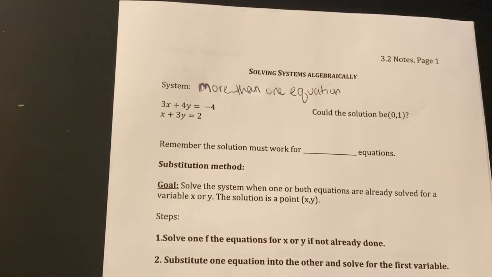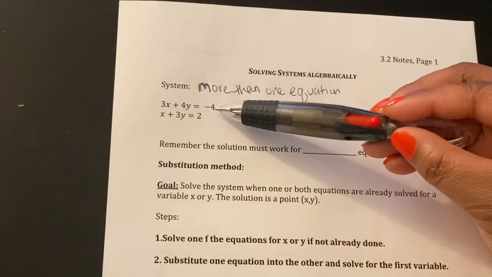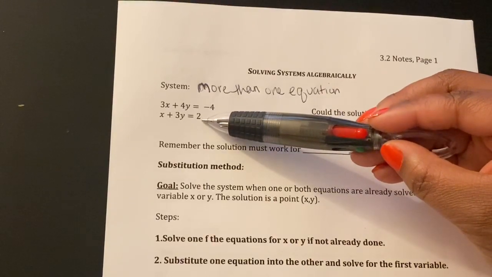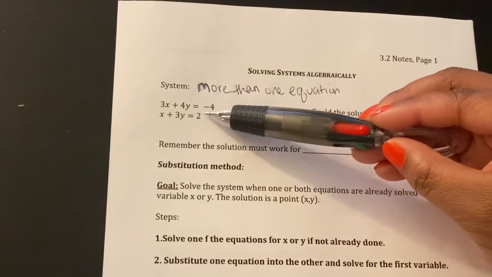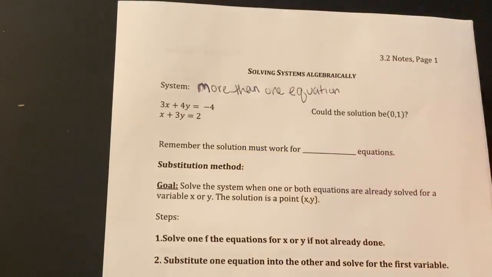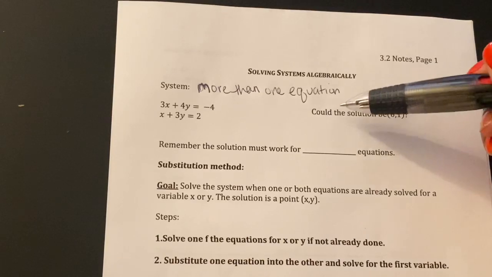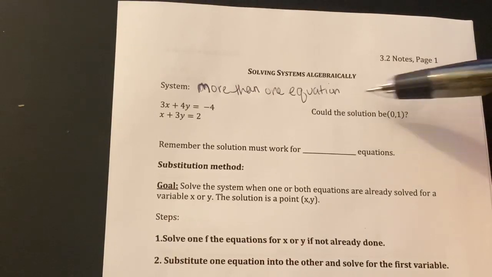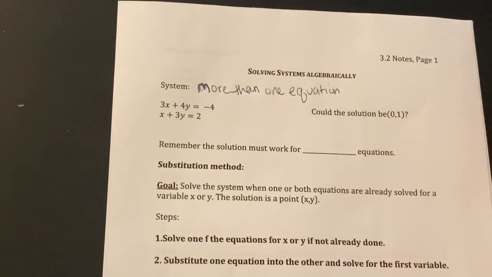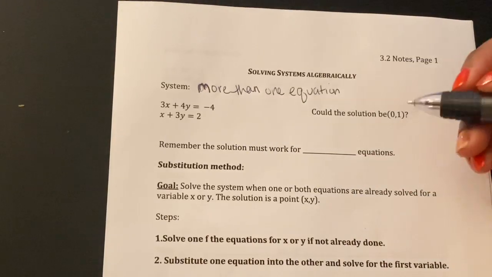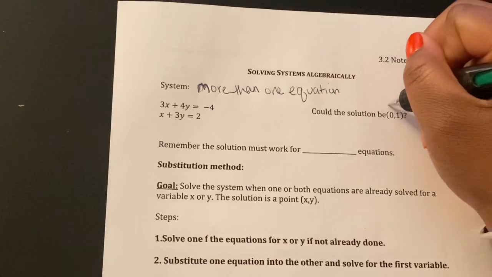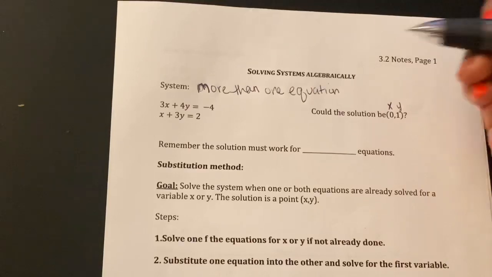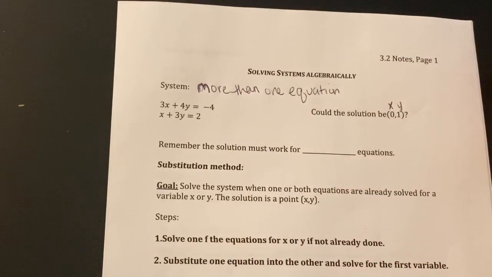So for example, we have here an equation 3x plus 4y equals -4, and we have the equation x plus 3y equals 2. This is a system. It's more than one equation. The question here is, could the solution be (0, 1)? So could the solution for this system be (0, 1)? And how we find that is we plug (0, 1), where the x term is 0 and the y term is 1. We plug them into each of these and figure out if it works.